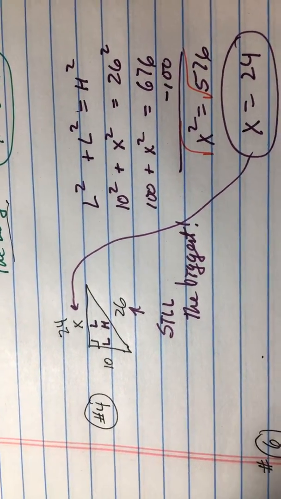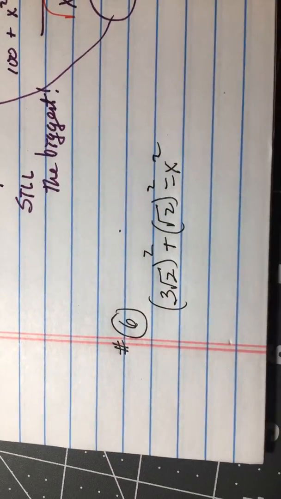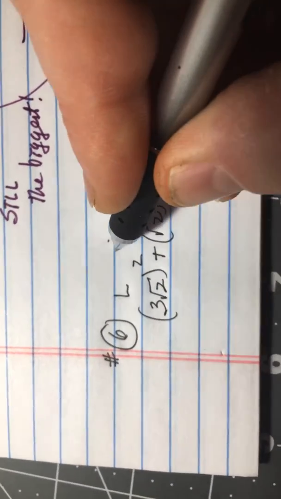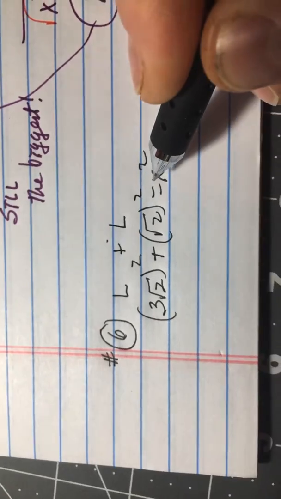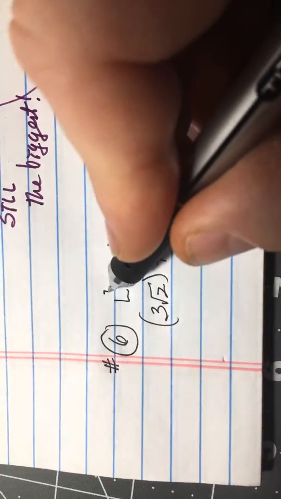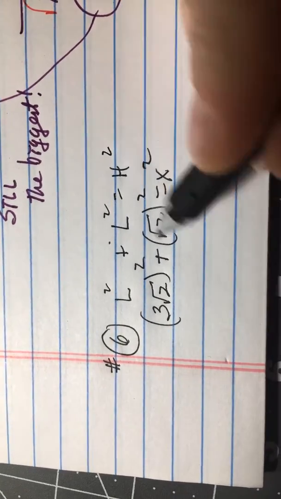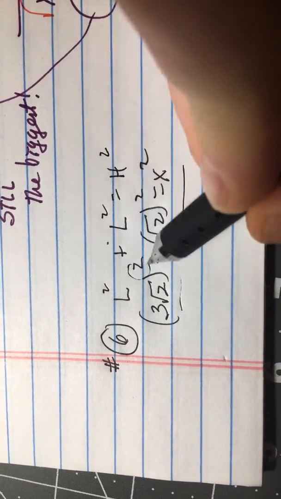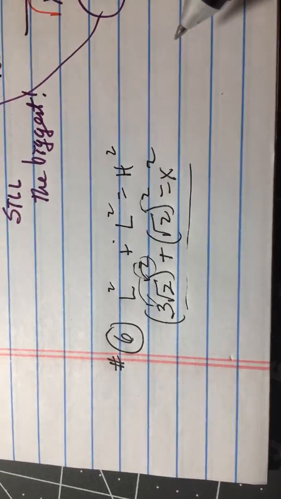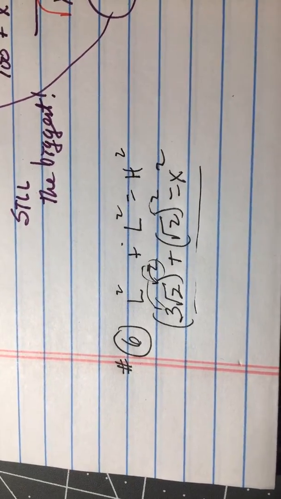All right. Now I'll give you a hint on number 6, the challenge one. One leg is 3 rad 2, another leg is a rad 2, and you have to find the hypotenuse. So whenever you plug into your Pythagorean theorem, this is what it looks like. Now you're going to have to remember how to square roots. Remember, when you square root, the bottom falls out. That'll be the hint I give you.